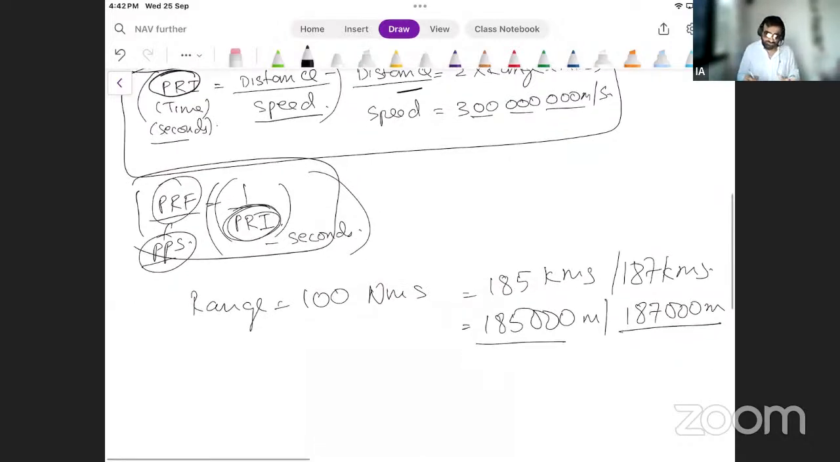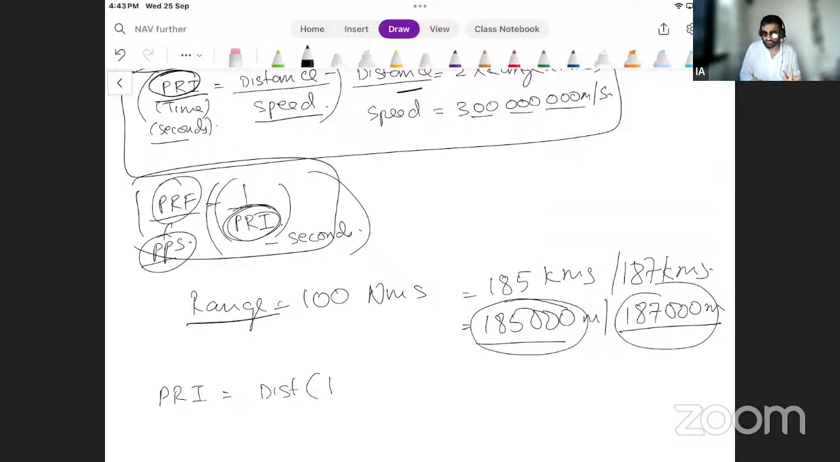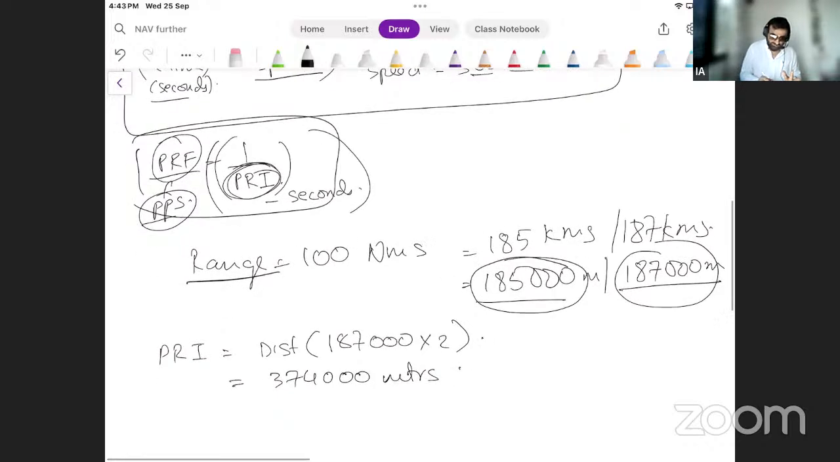Okay, so we're going to use this range in the formula for PRI, where distance is twice the range. Therefore, PRI is equal to distance, which is twice the range. I'll use the textbook example only, 187,000. You can use this also. Let's try both; answers are going to be very close. Into 2, what do I get? I get 374,000 meters. This is my distance upon my time. Time is going to be the same.